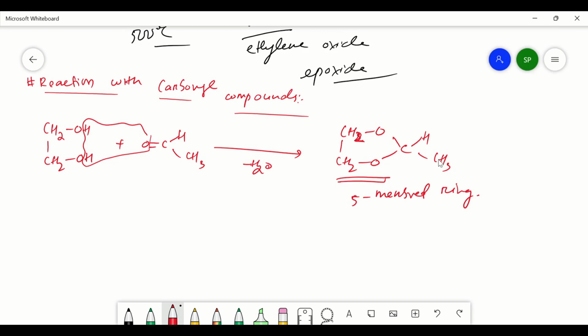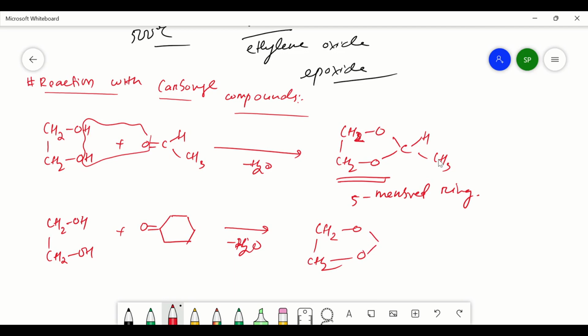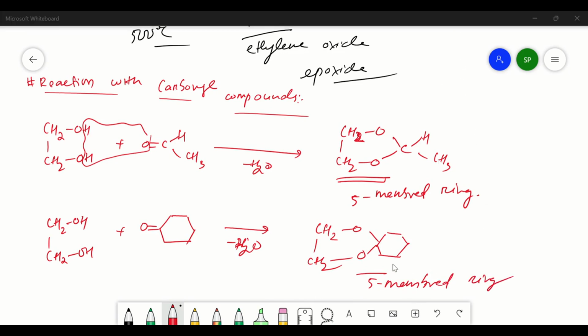If we consider this one also, ethylene glycol with cyclohexanone, there will be loss of H2O, and there will be formation of this 5-membered ring. Okay.